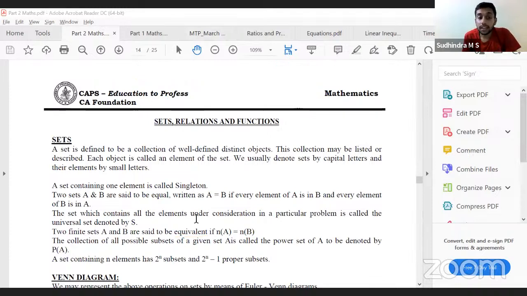Then if the set contains all the elements under consideration, we call it the universal set. The collection of all possible subsets of a given set is called the power set, denoted by P of A. A set contains 2 to the power of n subsets, and 2 to the power of n minus 1 proper subsets. Proper subsets means excluding the sample space.